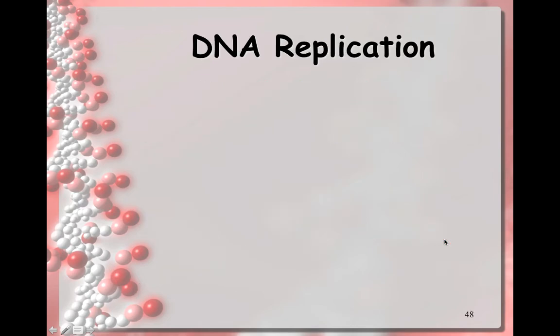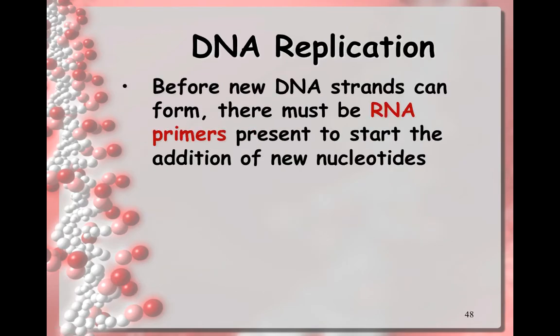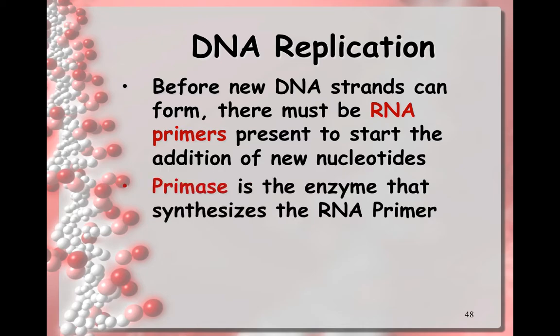Oops, apparently there's more. All right, DNA replication. Before new DNA strands can form, there must be RNA primers present to start the addition of the new nucleotides. So RNA primers basically make new sections of DNA. They're like the new nucleotides being added. And primase is the enzyme that creates RNA primer. So RNA primers are basically the thing that creates new nucleotides. Primase is the thing that makes the things that make new nucleotides. So primase makes RNA primers that make new nucleotides.